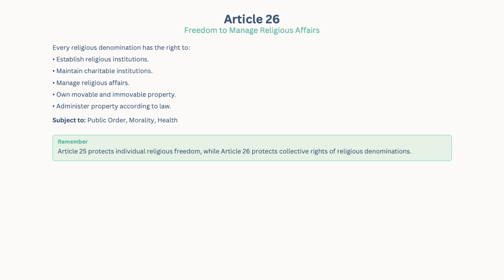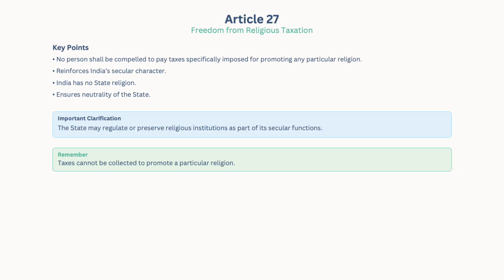Now Article 26, you have the freedom to manage religious affairs. Manage means you can establish religious institutions, you can maintain charitable institutions, you can manage religious affairs, and so forth. Now, Article 27, freedom as to payment of taxes for promotion of any particular religion, which means all the church institutions that we have here in Nagaland do not pay taxes. Everyone is free from payment of taxes for the promotion and propagation of religion.